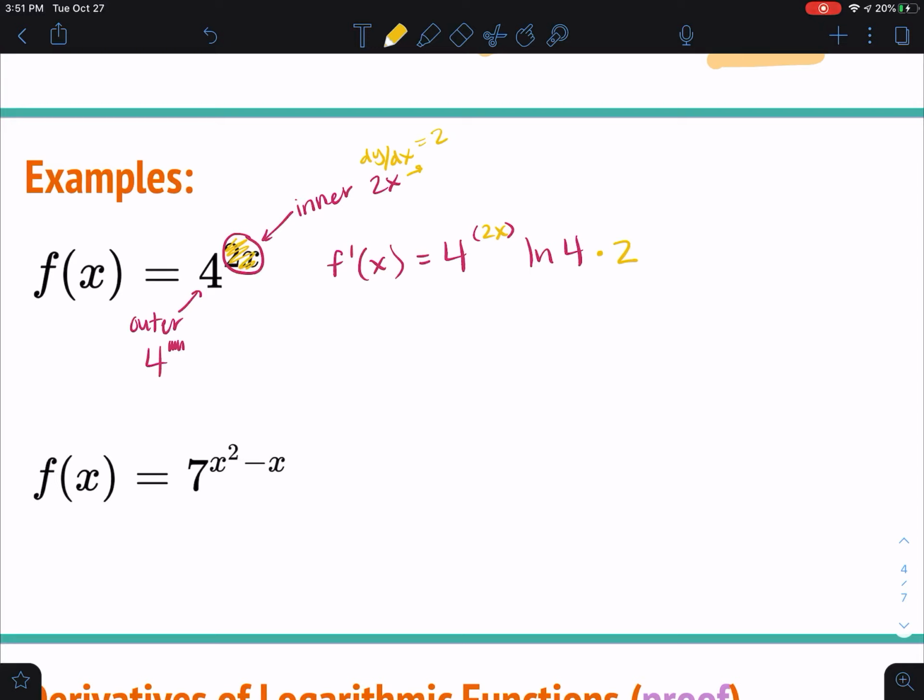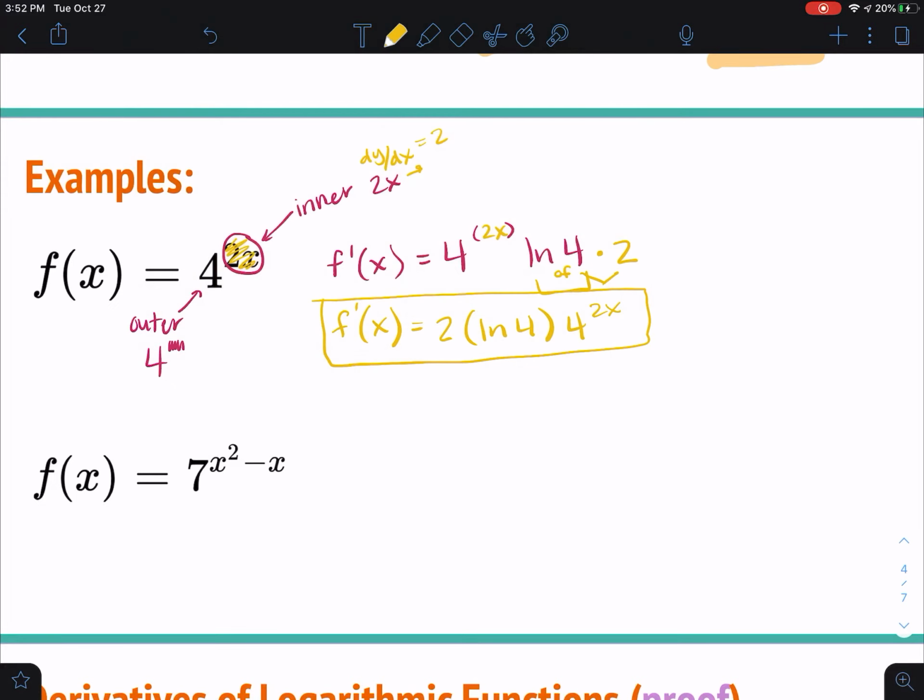Now, I cannot multiply this 4 and this 2 because it's ln of 4, so that's stuck together. So really, there's not a ton you can do to simplify this. You can reorder it if you want: 2 times the ln of 4 times 4 to the 2x. Okay, but remember, AP-wise, you can leave everything unsimplified.